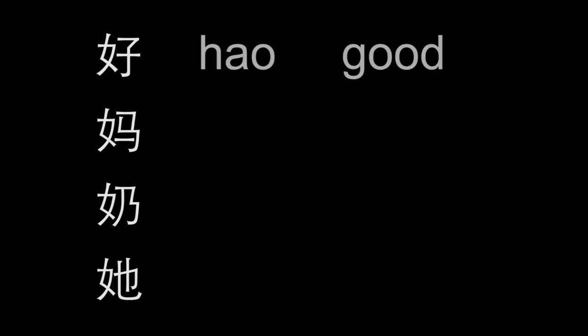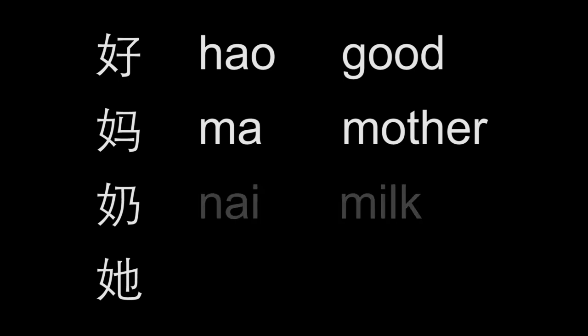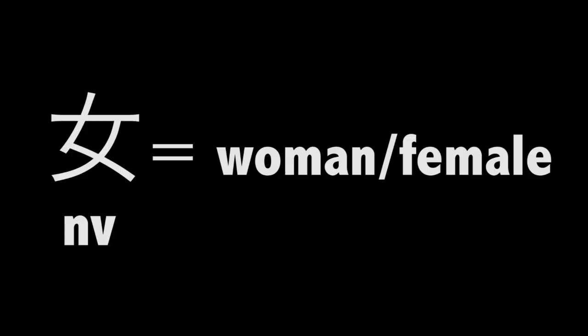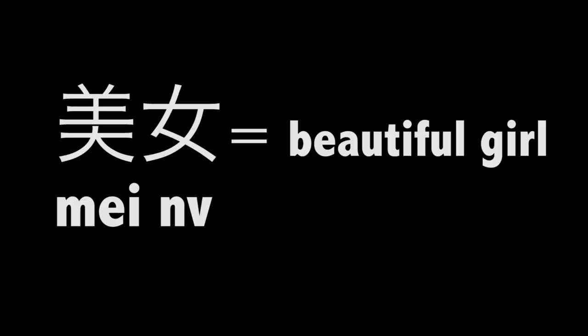On top you see good once more. The second one means mother. The third one means milk. Only women can give milk. And the last one is the personal pronoun she. So all these characters have something feminine. The character for woman or female is nu. If you write pinyin, then the V is pronounced as U. These 2 characters, mei nu, mean beautiful girl or beautiful woman.